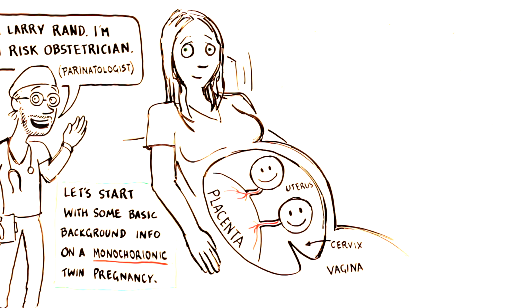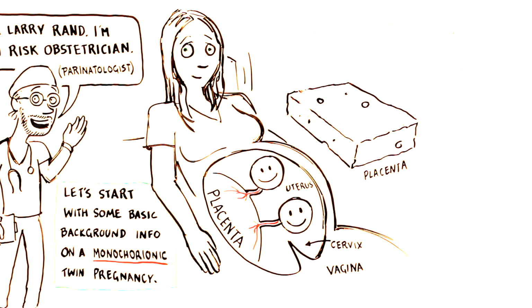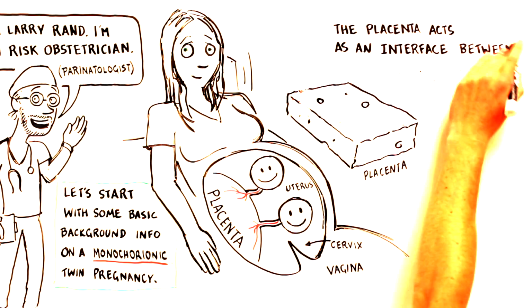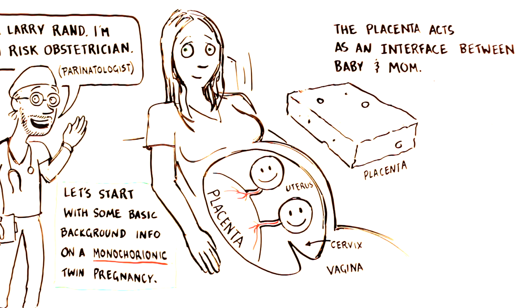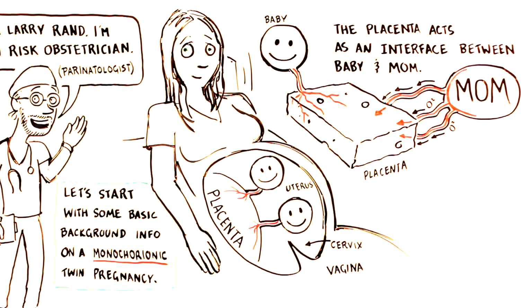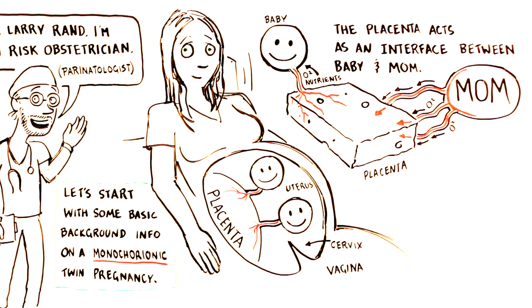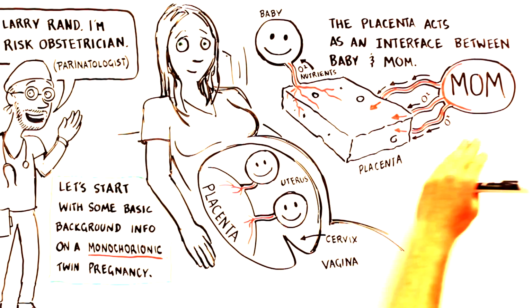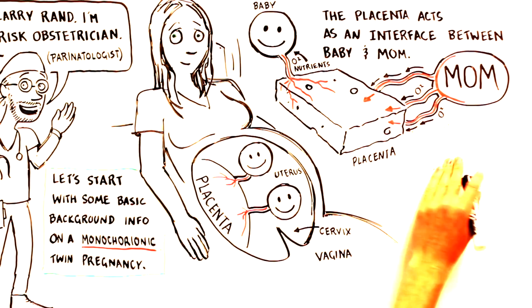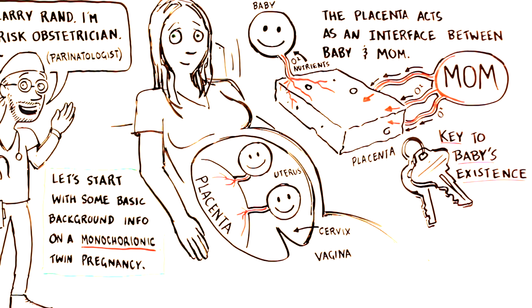The placenta is like a big sponge that sticks to the inside of the uterus, and it acts as the interface between the babies and the mom. The mom sends her blood into this big sponge, and the babies access the placenta by inserting their umbilical cords right into the placenta and then spreading out their blood vessels throughout it. This way they can get all the oxygen and nutrients that the mom's blood offers them in order to grow. The placenta is essential. It's the key to the baby's existence in the uterus. It's the only way they can get food and support.